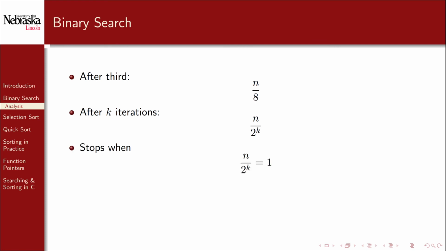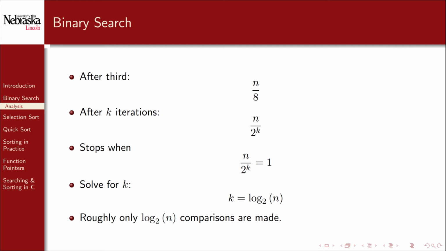The last iteration is when the algorithm has cut down the array to a size of 1. So all we have to do is solve for k, giving us log base 2 of n. Thus, binary search only requires a logarithmic number of comparisons to search a sorted array.